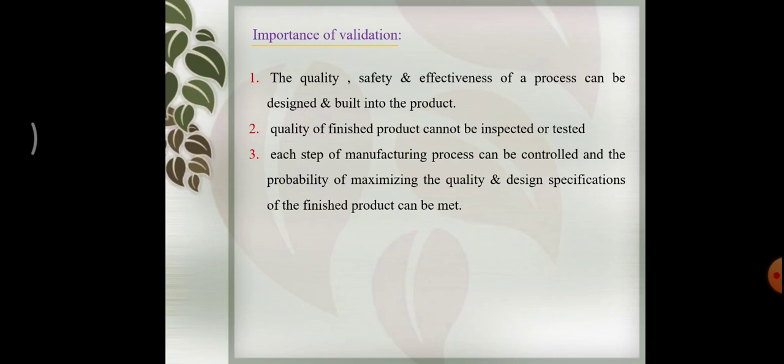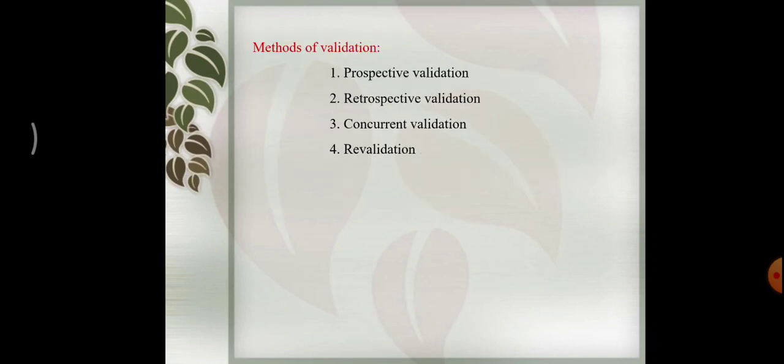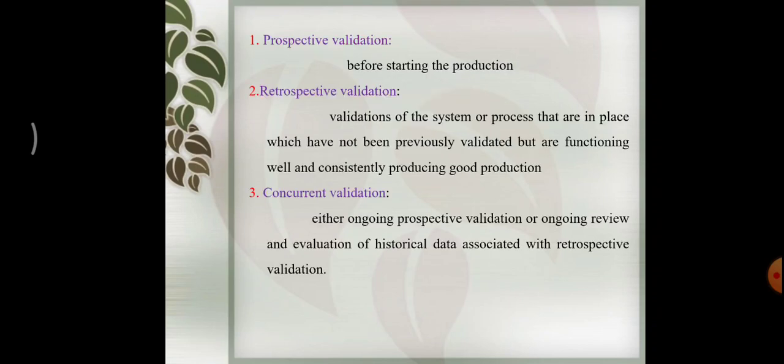Now we'll see the various stages of process validation. There are mainly four stages: prospective validation, retrospective validation, concurrent validation and revalidation. We'll see them one by one. Stage 1 is prospective validation, stage 2 is concurrent validation, stage 3 is retrospective validation, and the last one is revalidation. So we'll see what prospective validation is.